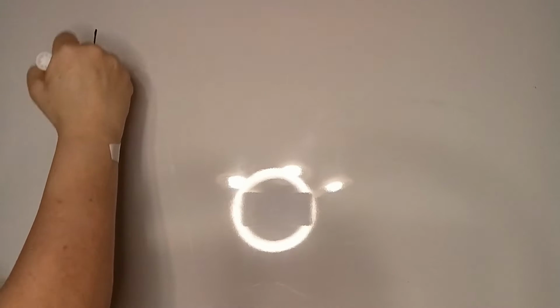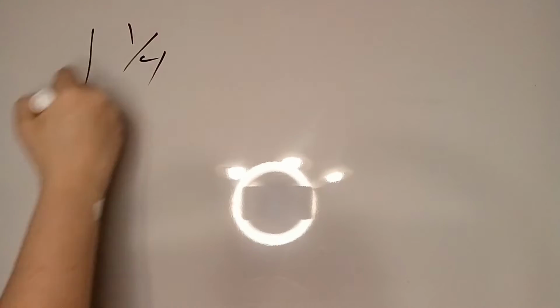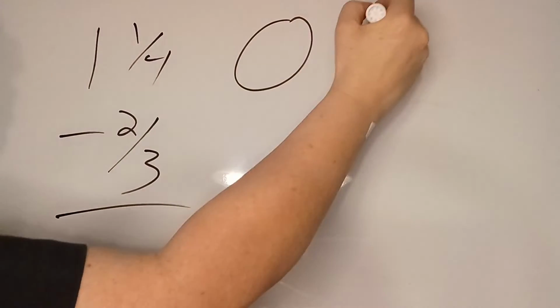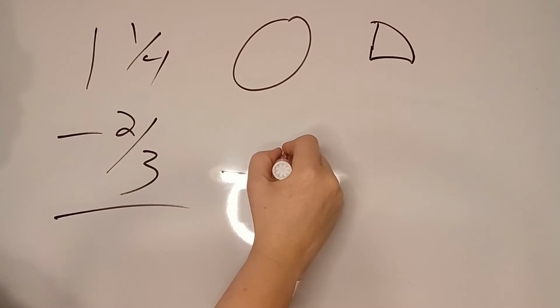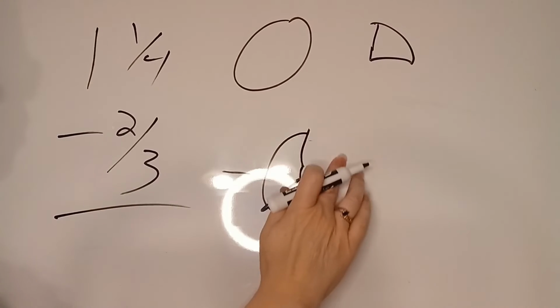So let's look at a couple more. We've got 1 and 1/4 minus 2/3. Okay, how does that work? We've got 1 and 1/4 minus 2/3.